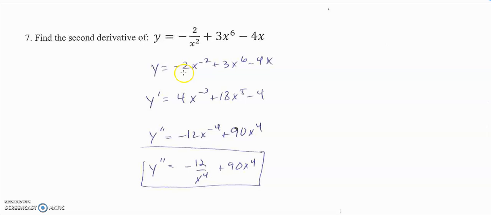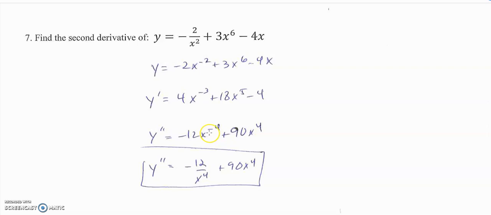The derivative of negative 2x to the negative 2 would be 4x to the negative 3. The derivative of 3x to the 6 would be 18x to the 5th. And the derivative of minus 4x would be minus 4. Then we take the second derivative, which would be the derivative of 4x to the negative 3 would be negative 12x to the negative 4. The derivative of 18x to the 5th would be 90x to the 4. And the derivative of minus 4 is 0.